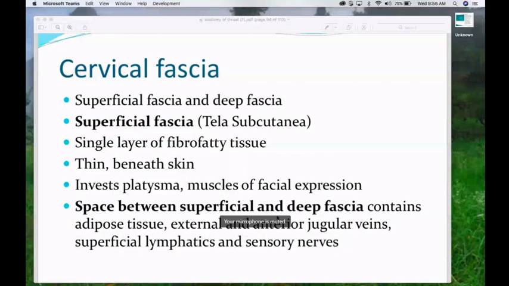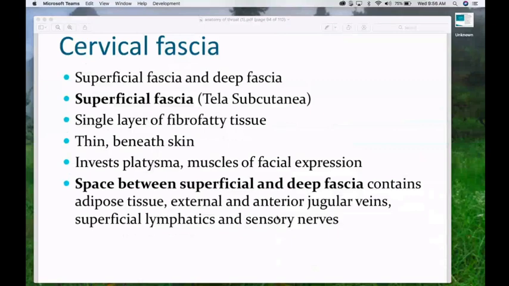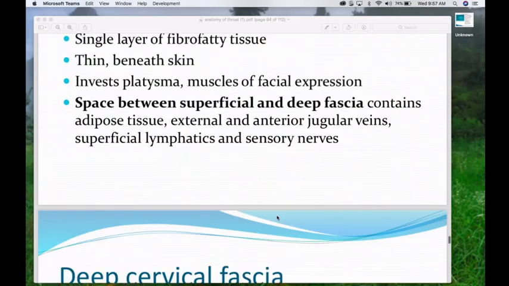Now cervical fascias of the neck. It has two fascias, superficial fascia and deep fascia. The superficial fascia is also called tela subcutanea. It is a single thin layer of fibro fatty tissue present beneath the skin, invested in platysma, muscle of facial expression. The space between the superficial and deep fascia contains adipose tissue, external and anterior jugular vein, superficial lymphatics and sensory nerve.